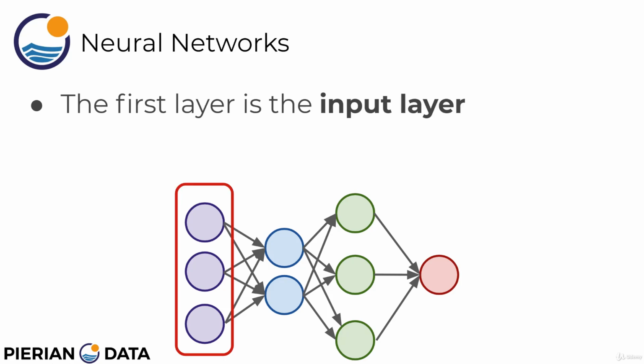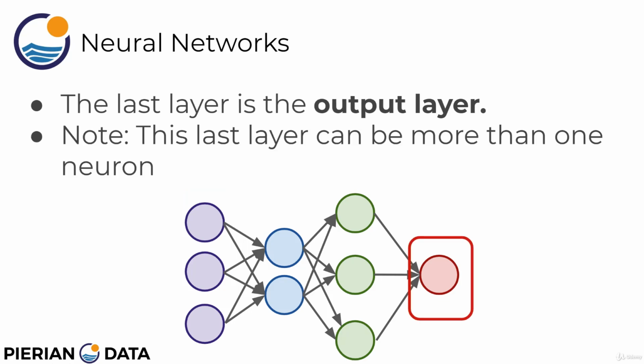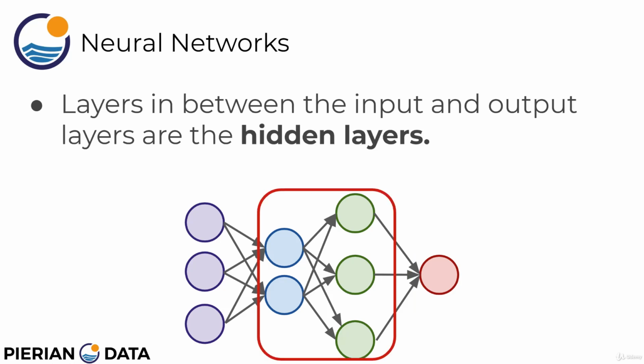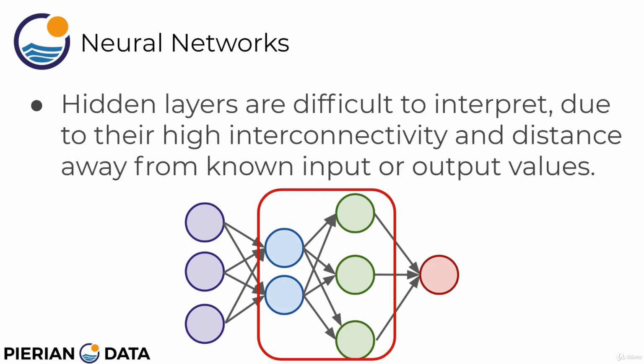So the first layer coming in is the input layer, and this is the layer that directly receives the data. This could be things like tabular data that has features and information that you're trying to predict a label off of. The last layer is known as the output layer. And keep in mind, even though this illustration just shows one neuron in the output layer, this last layer can be more than one neuron, especially when we're dealing with things like multi-class classification. Then, any layers in between the input layer and the output layer are known as hidden layers.